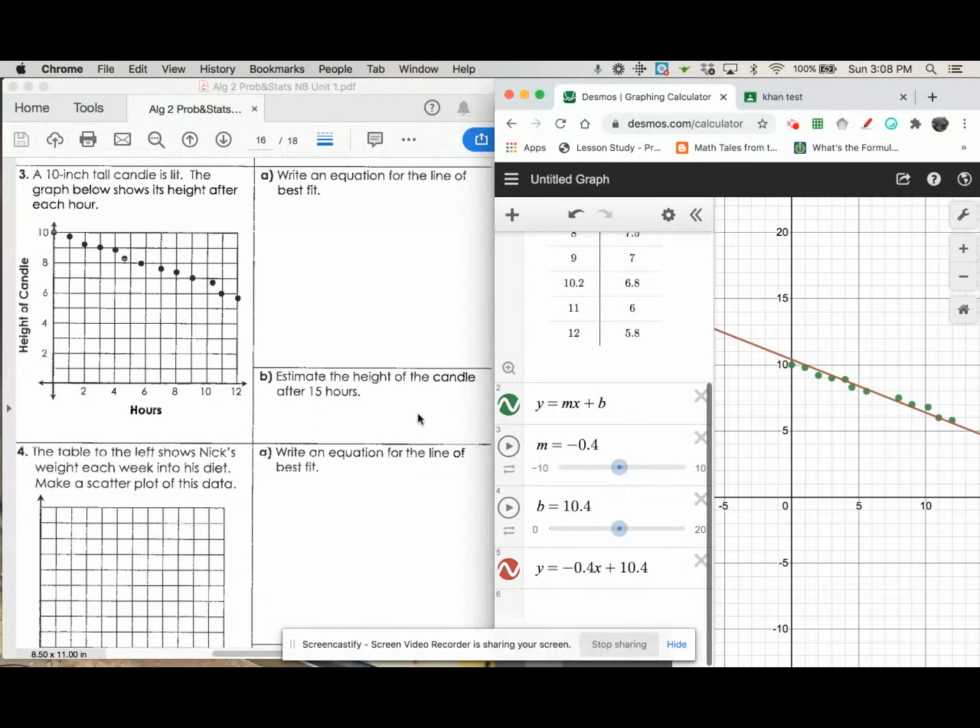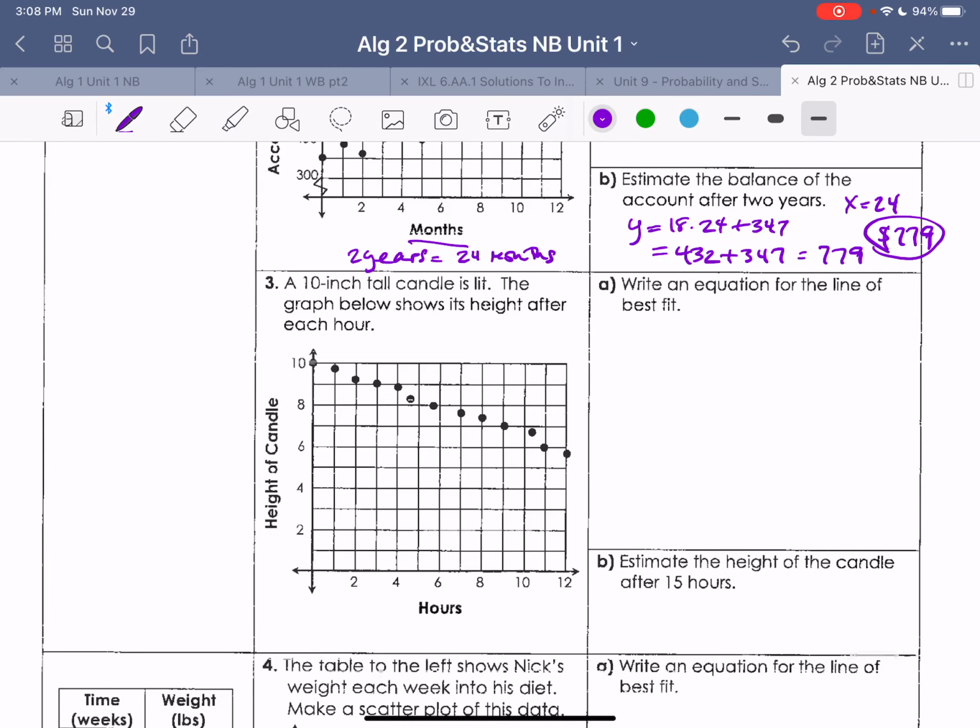And next I have to estimate the height of the candle after 15 hours. So I'm going to write in that equation. It was y equals negative 0.4x plus 10.4 for this equation. It wants me to estimate the height of the candle after 15 hours. So since hours is on the x-axis, and these values were hours, I'm going to say x is 15. And I'm going to type in y equals negative 0.4 times 15 plus 10.4.